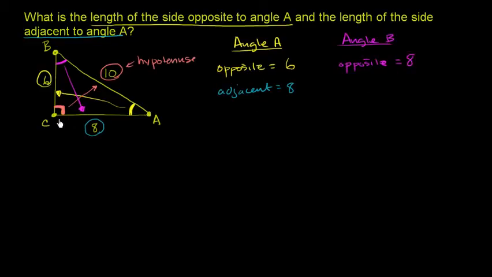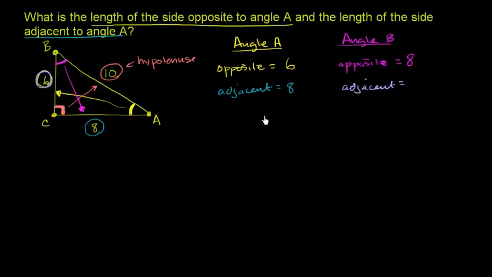So for angle A, that was an adjacent side. For angle B, that's an opposite side. Now let's think about adjacent for angle B. Adjacent literally means next to. You could say this side and this side, side BA and BC, are both next to it, but BA is the hypotenuse. So in this context, when we're talking about adjacent sides, we're explicitly referring to this side right over here.